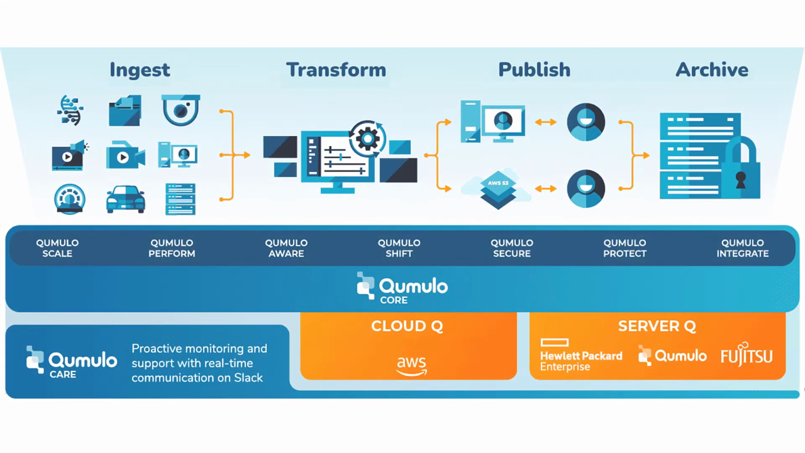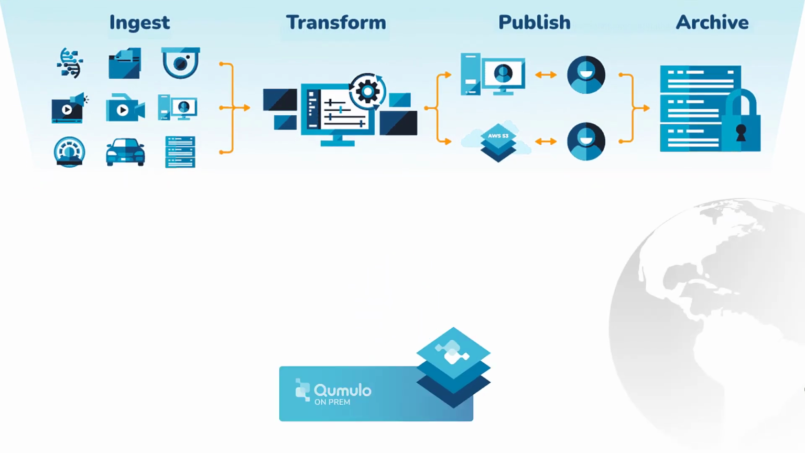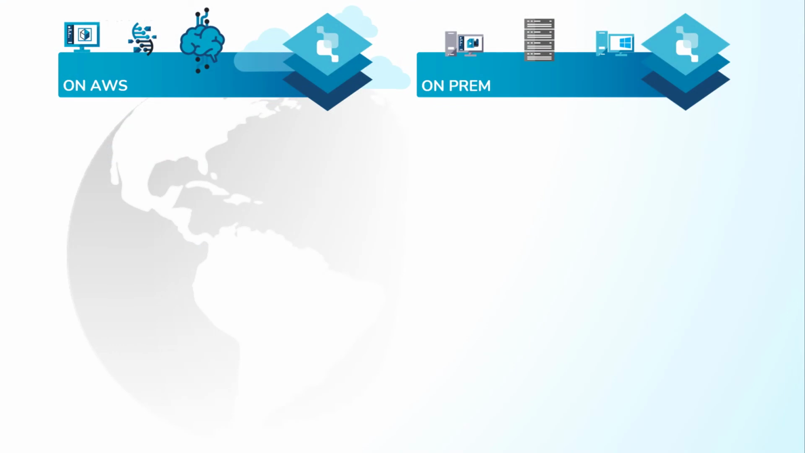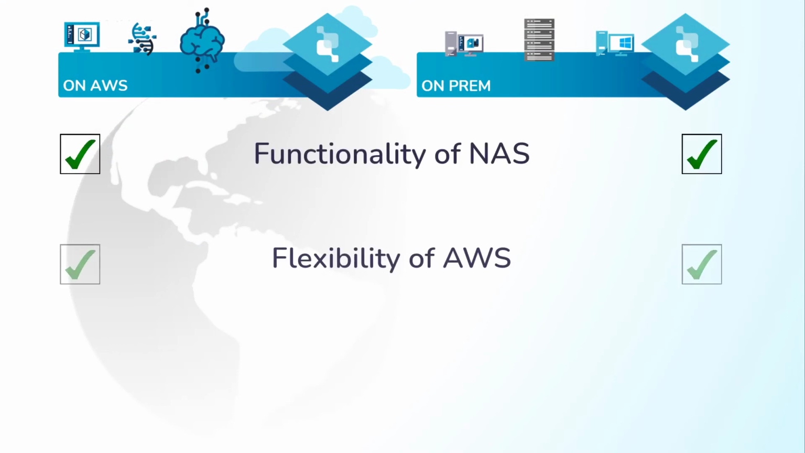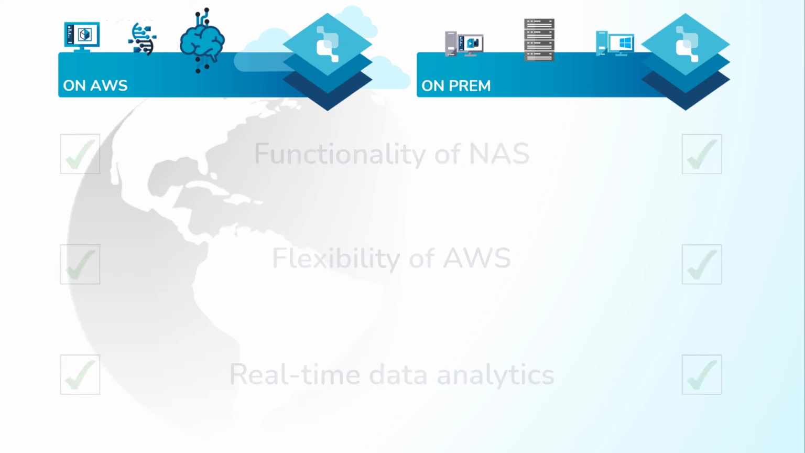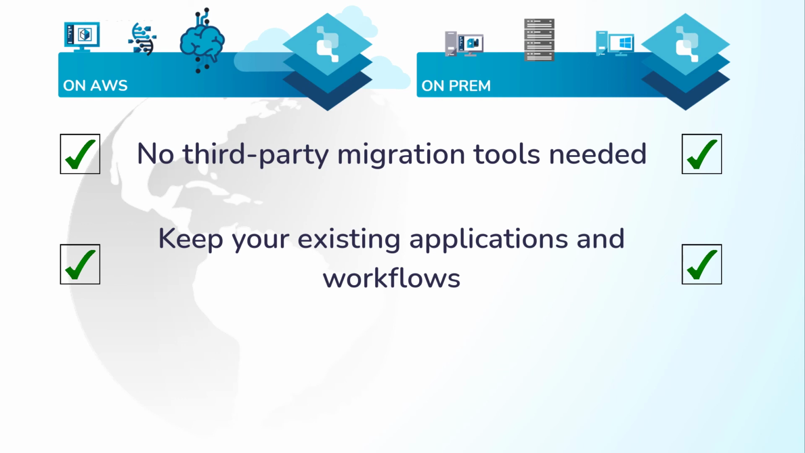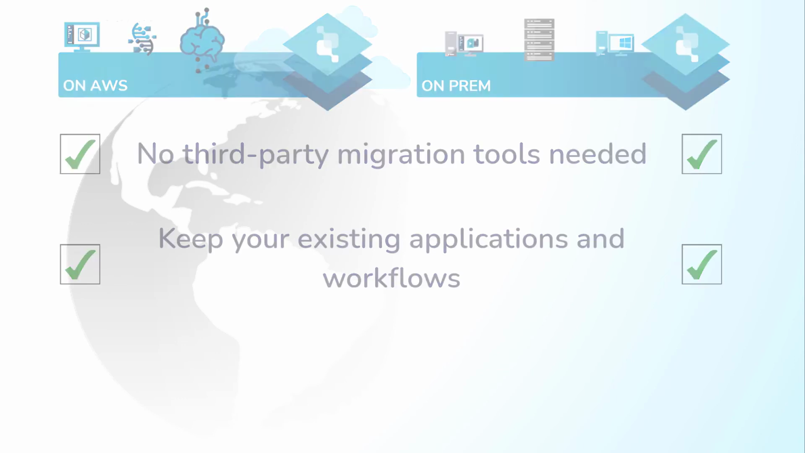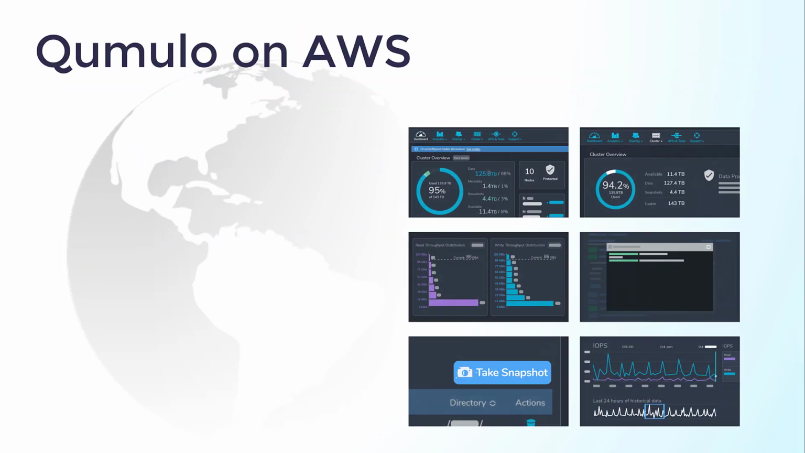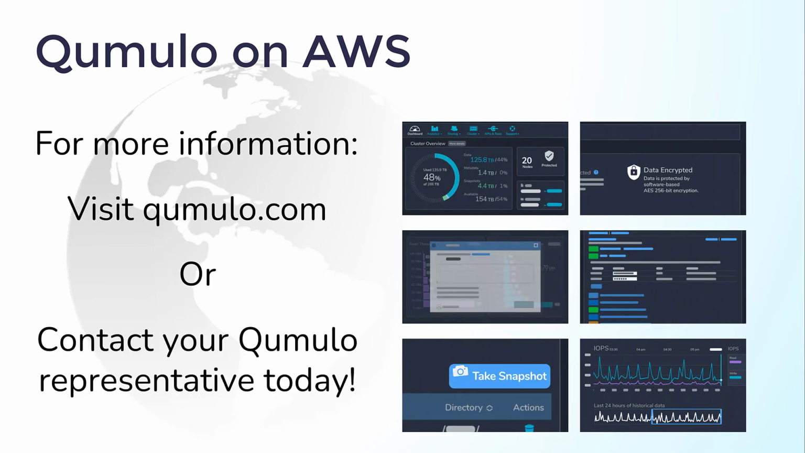Only Qumulo enables comprehensive data lifecycle management through every phase, whether on-site or in the cloud, by giving you the universal compatibility of NAS, the flexibility of the cloud, and the visibility of real-time analytics. You don't need third-party data movement tools, and there's no need to refactor any of your existing workflows. Only Qumulo makes unstructured data at scale anywhere this easy. For more information, contact your Qumulo representative today.